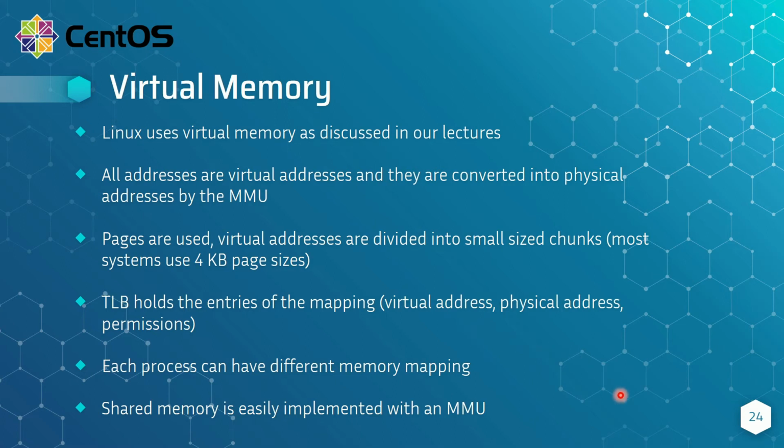So we'll talk a little bit about virtual memory. Linux does use virtual memory as discussed in our lectures. All addresses are virtual addresses, and these are converted to physical space, as we know, by the memory management unit. Pages are used. Virtual addresses are divided into small size chunks. Most systems use 4 KB page sizes. The TLB, as we know, holds entries of the mapping of virtual addresses. It has the physical address and also the permission bits. Each process can have a different memory mapping. And shared memory is easily implemented with the MMU.